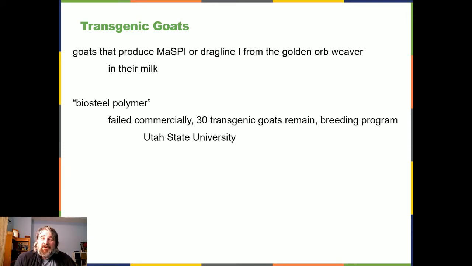Anyway, these were goats that have been engineered to produce this dragline 1 protein. The gene came originally from the golden orb weaver, and they would engineer this protein into their milk. Now, the milk wouldn't come out stringy or anything. It was just free-floating individual protein units. There was an extraction process that would actually get it to polymerize. This was supposed to be a biosteel polymer, but it didn't work. And there are 30 transgenic goats left, and they're in a breeding program at Utah State University. If you're interested, you'd have to go to Utah.